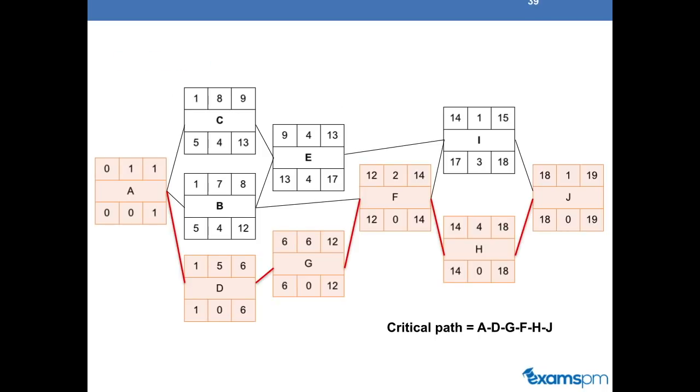The activities with 0 float on them are A, D, G, F, H, J. Because they have 0 float on them, this tells me that this is a critical path for my project. I can delay activities B, C, E, and I without impacting my project schedule. So this gives us a sense of which are the most important activities on my project, and I may want to assign my best resources to these activities in order to mitigate the risk that they may be delayed.